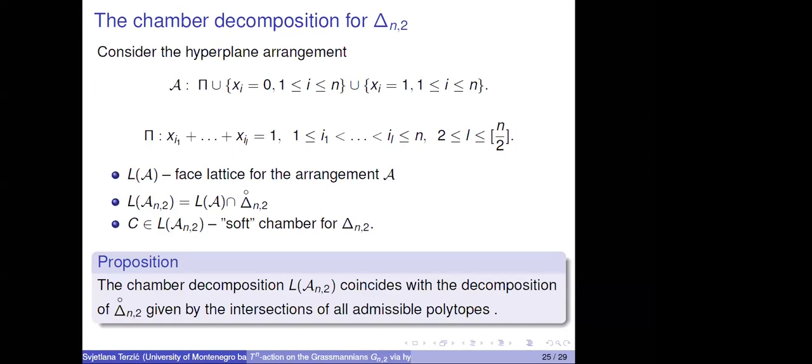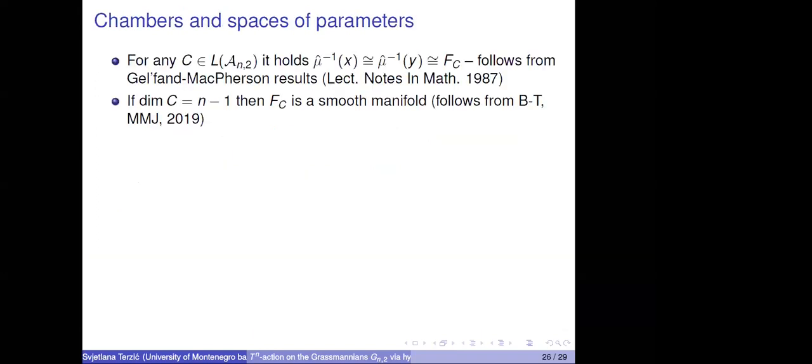And from what we did previously, it follows that this chamber decomposition of delta n2 coincides with the chamber decomposition given by the intersection of all admissible polytopes. So we have this chamber decomposition of delta n2 into the soft chambers. And from the results of Gelfand-MacPherson from 1987, it can be proved that whenever we have 2 points from the same chamber of this chamber decomposition, the pre-images in the orbit space are homeomorphic.